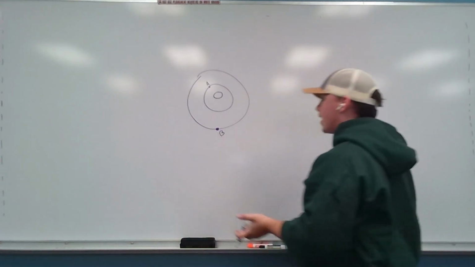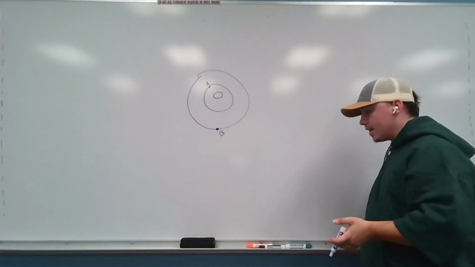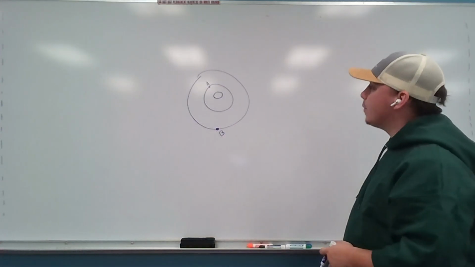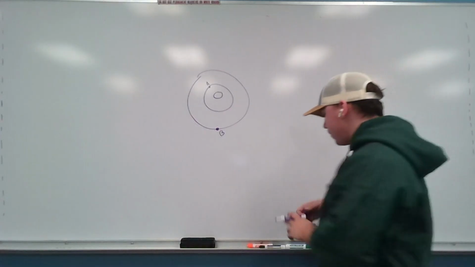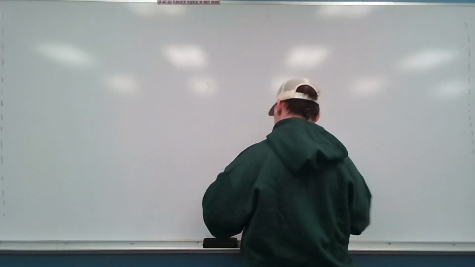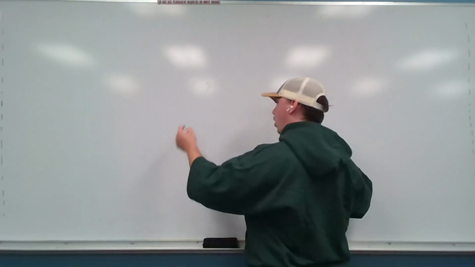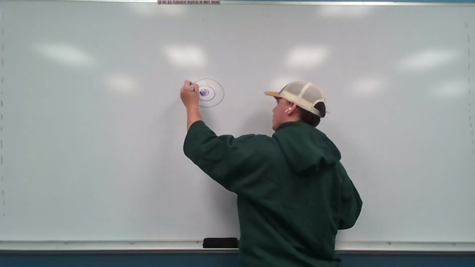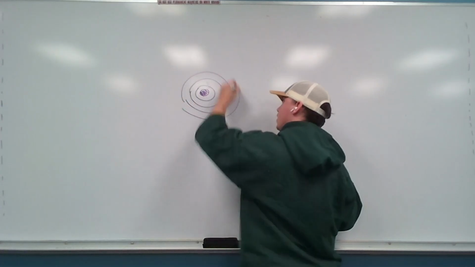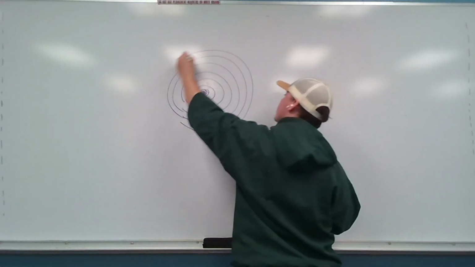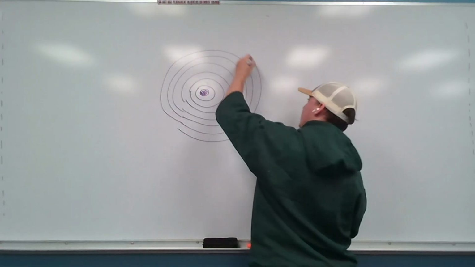Now, electrons like to hang out on these shells, and they won't really go anywhere else. Anyways, how do we name these shells? There are technically as many shells as you like, but we usually stay with 4 or 5. So we have our nucleus, and shell 1, shell 2, shell 3, shell 4, shell 5, shell 6, and shell 7.